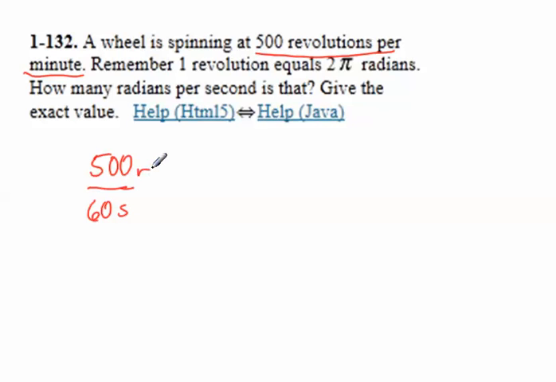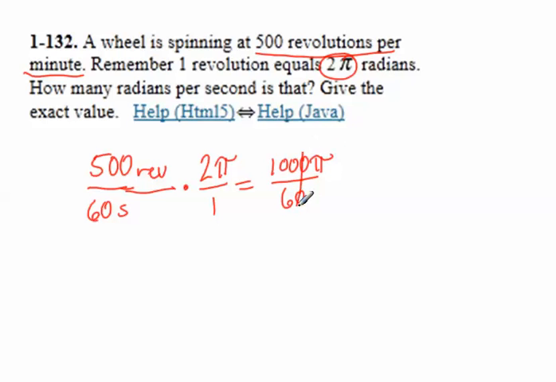Let's go ahead and put REV for revolutions. So 500 revolutions per 60 seconds. Now, 1 revolution equals 2 pi radians. So each of these 500 revolutions goes 2 pi radians. So multiply that by 2 pi and simplify. So we end up with 1,000 pi per 60 seconds.